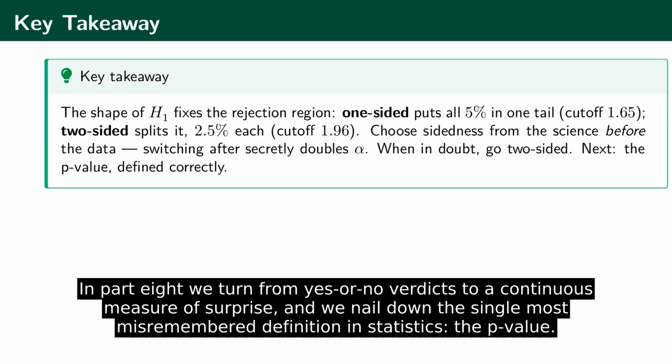In Part 8, we turn from yes or no verdicts to a continuous measure of surprise, and we nail down the single most misremembered definition in statistics, the p-value.